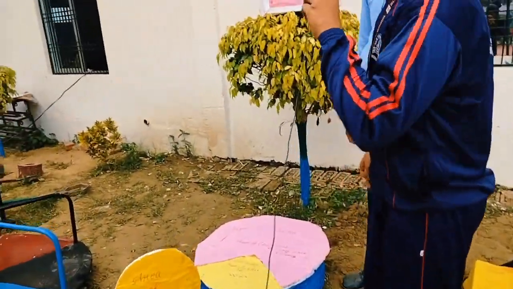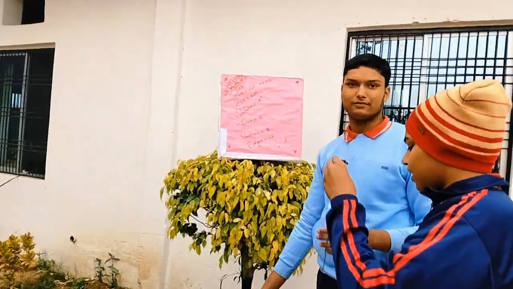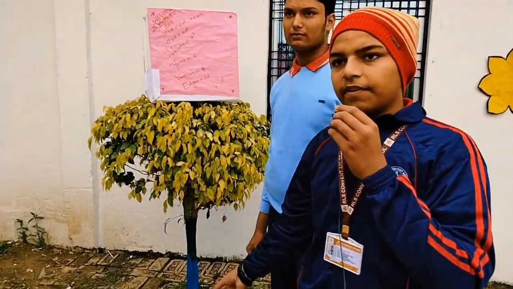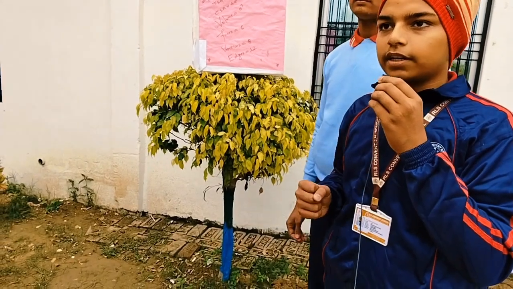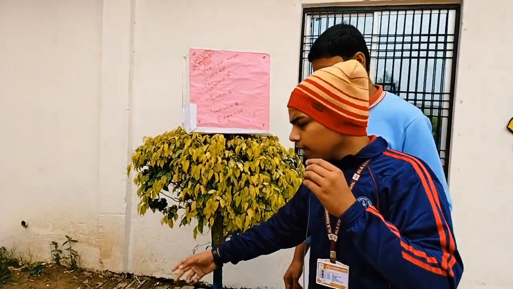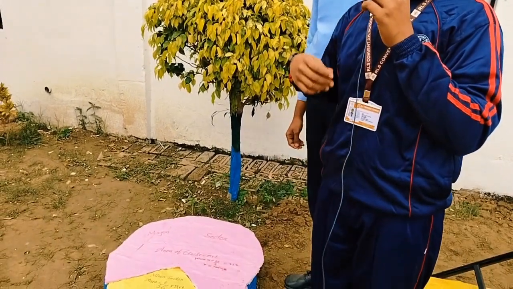Next is a circle. The main parts of a circle are the circumference and the center, which is the midpoint of the circle. It is an enclosed curved line. There are some other parts of a circle, such as the radius.